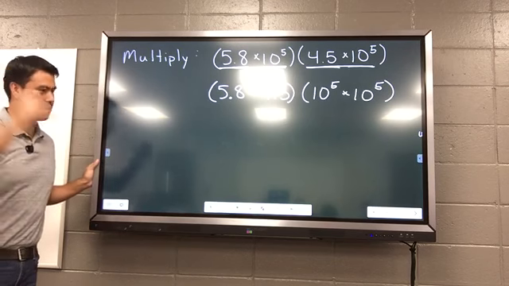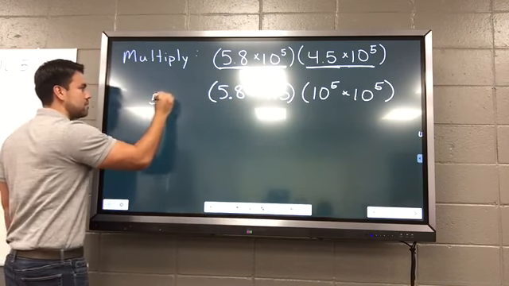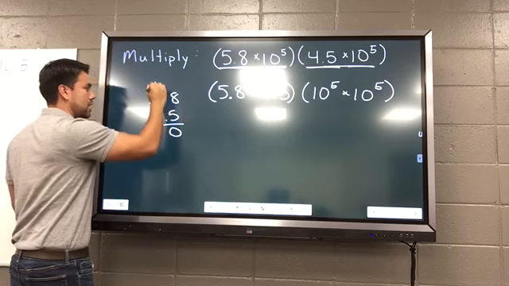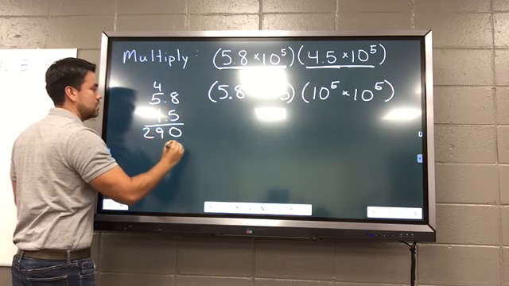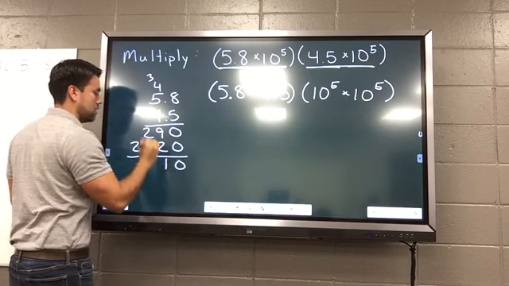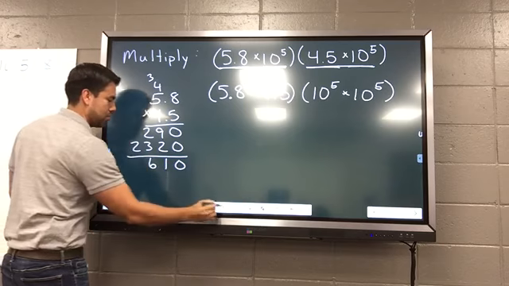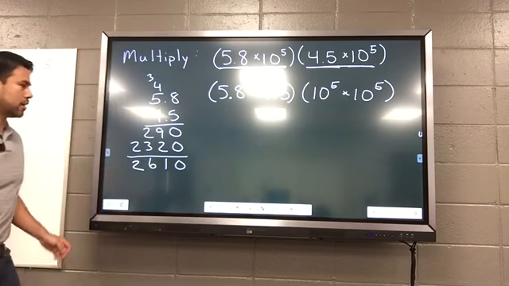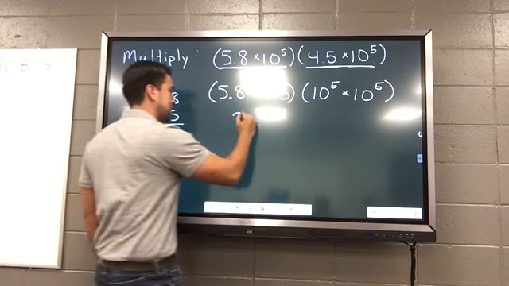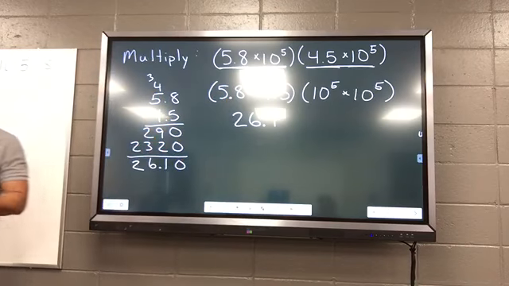Good. You can do that. Let's go ahead and multiply these two numbers together. 5.8 by 4.5. I get 40, 29, 0, 32, 23, 0, 11, 6. Not 3, 2. And then where does the decimal point go? Between the 6 and the 1. So I get 26.1 if I multiply 5.8 and 4.5. Are you good on that?